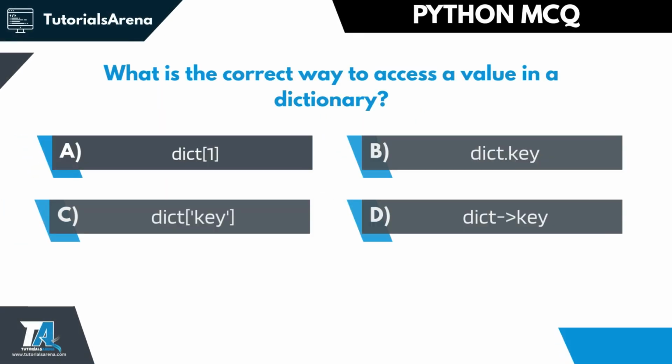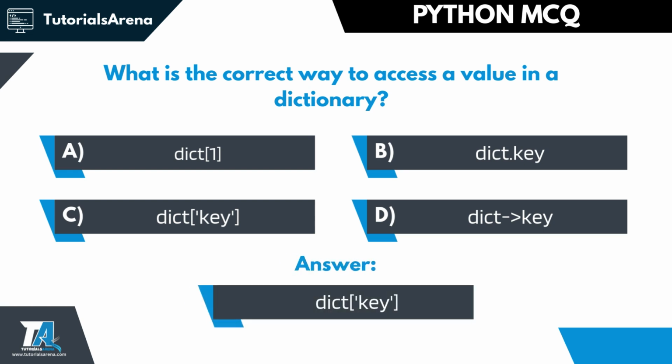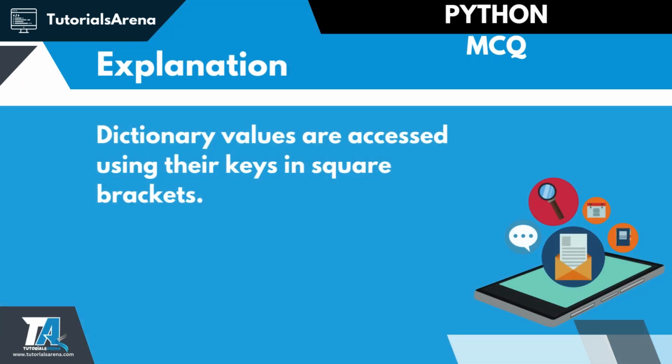What is the correct way to access a value in a dictionary? The correct option is option C, dict key. Dictionary values are accessed using their keys in square brackets.